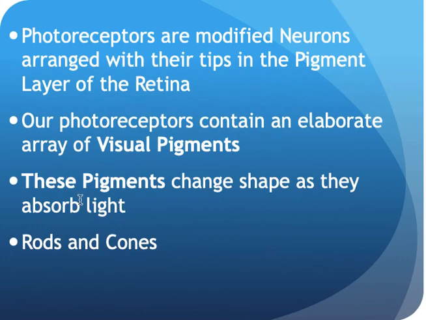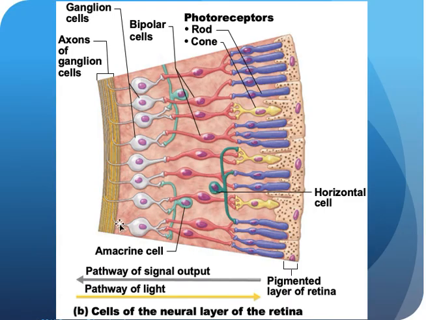What's going to happen is that these pigments are going to change shape as they absorb light, and again, they're going to help us create this electrical impulse that we can send to the brain to be analyzed. So when we talk about photoreceptors, we're talking about the rods and the cones. From this picture, you can see that I have a lot more rods than I do cones, okay? We want to remember that the rods are for dim light vision, so gray tones. Cones are for my color, okay?